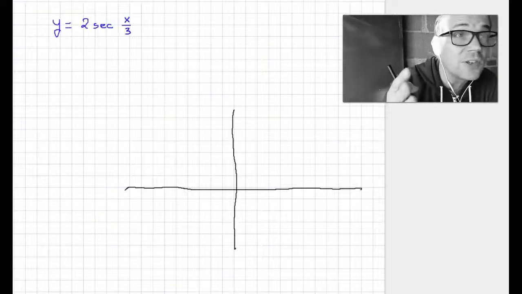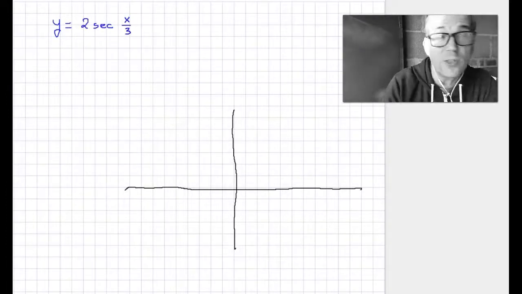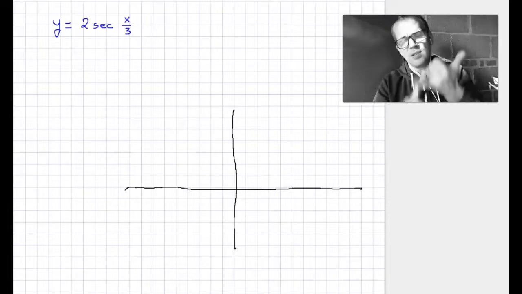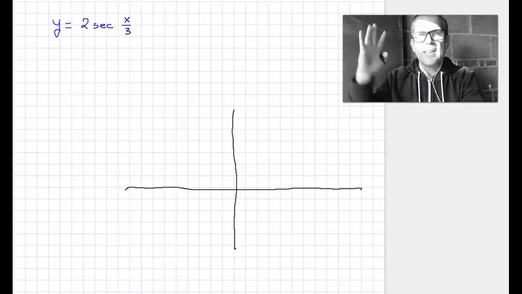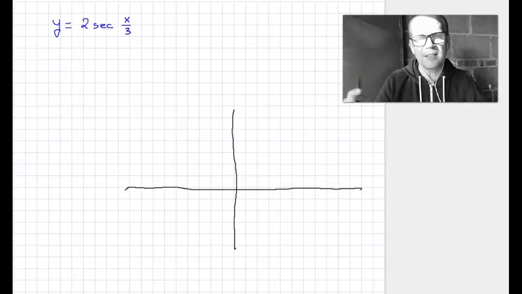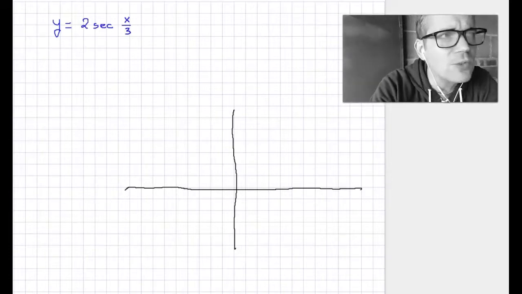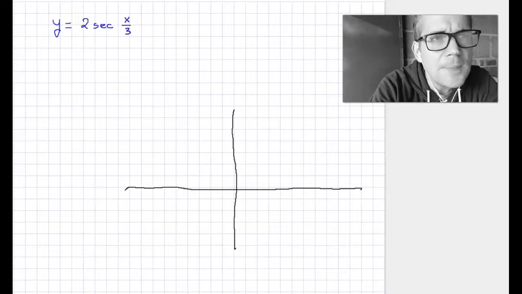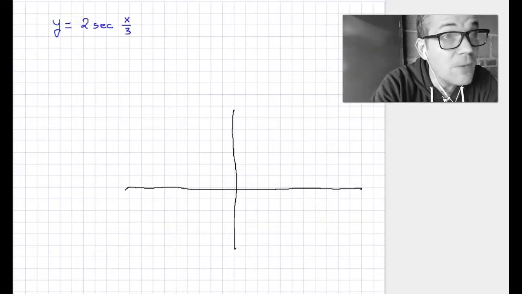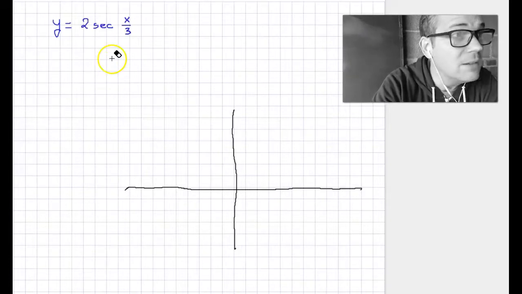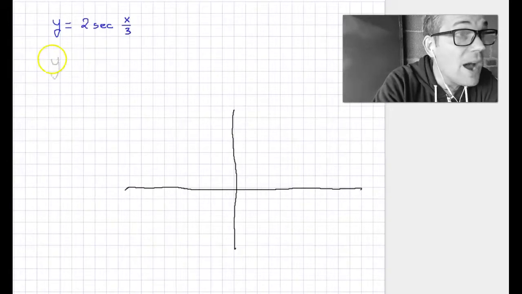We're going to graph this function y equals 2 secant of x over 3, and we're going to use what we understand about zeros, reciprocals, infinities, and the cosine graph to get this thing to work out. The first thing I want to mention is that we're going to use the fact that the reciprocal of secant is cosine, and we're going to go ahead and graph y equals 2 cosine of x over 3.